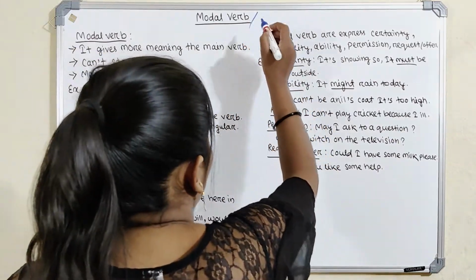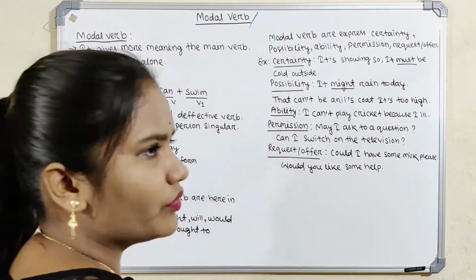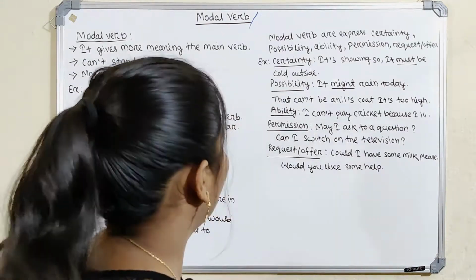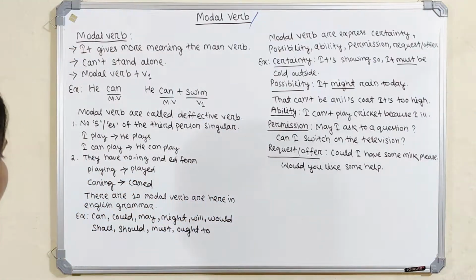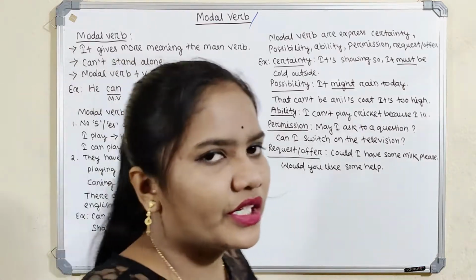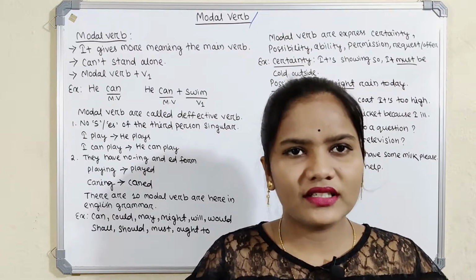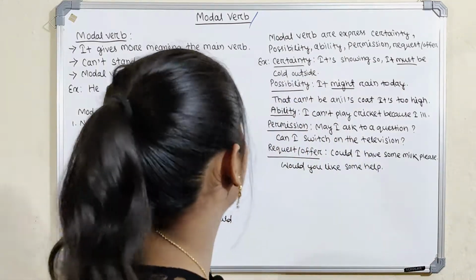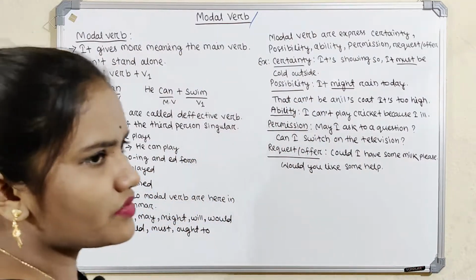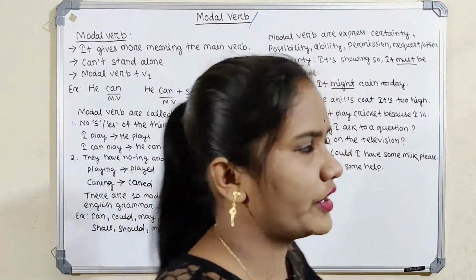Modal verb is also called auxiliary verb. Modal verbs are mainly can, could, may, might, will, would, shall, should and also ought not. These are all called modal verbs. So let's discuss what a modal verb is and the definition of a modal verb.